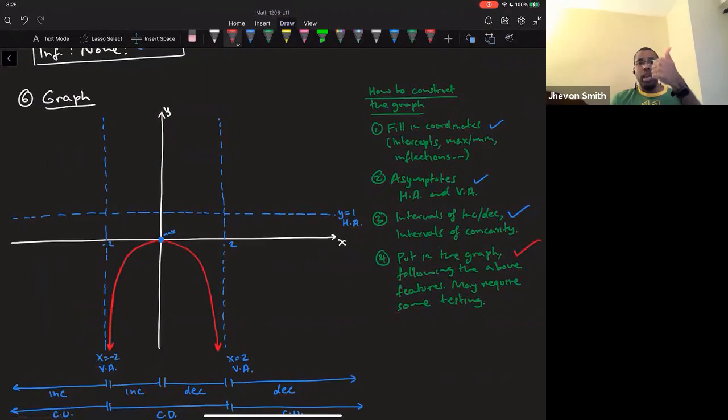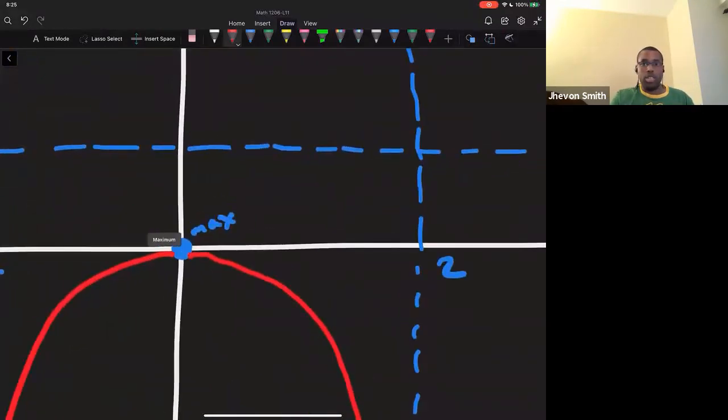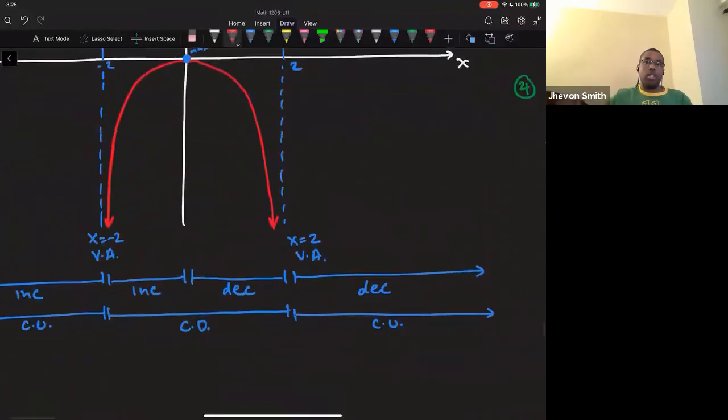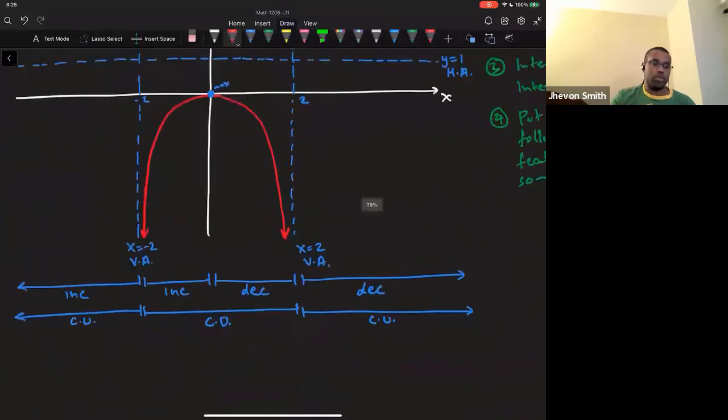Notice that it fits everything that I found before. It passes through the origin, which is an intercept. The origin is actually a local maximum. If you zoom in around the origin, the origin is the highest point on the graph. It is concave down in the entire region, shaped like a frown, and it's increasing between -2 and 0. It's decreasing between 0 and 2, which it's supposed to be doing.